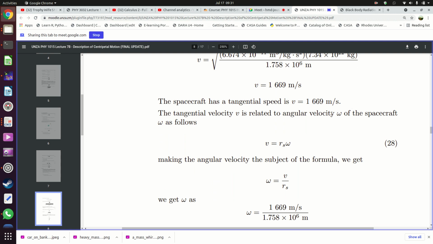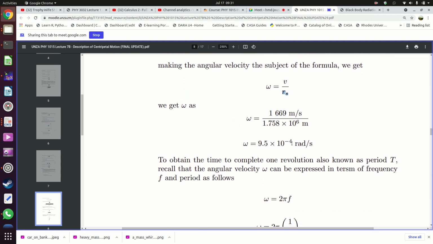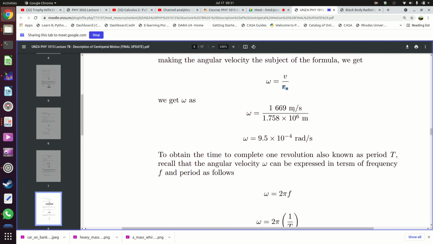So in this case, with this velocity, which we have, we want to change this velocity into angular velocity. We know that if you've got the speed v, then you can work out what the angular velocity is going to be. We know that v is equal to r_s, the radius of the circle in which the satellite is moving, multiplied by omega. So we can find omega. In this case, omega is equal to v divided by r_s. So that's going to be omega is 1,669 meters per second divided by this r_s.